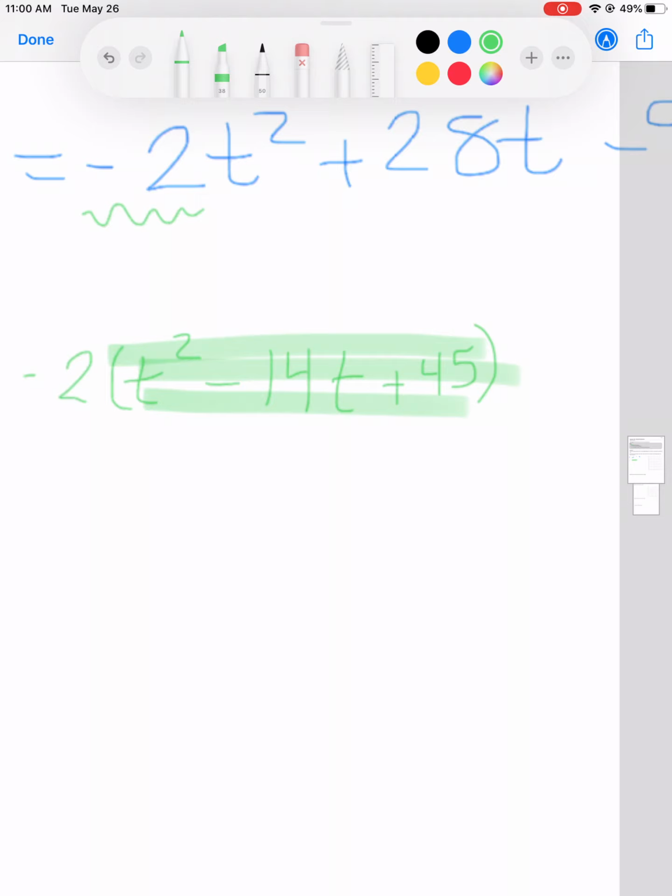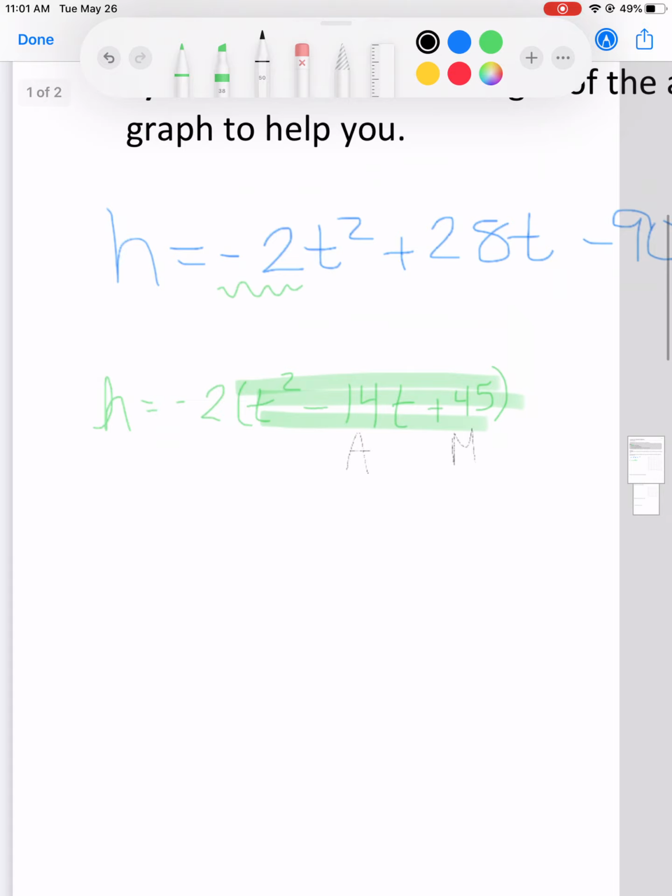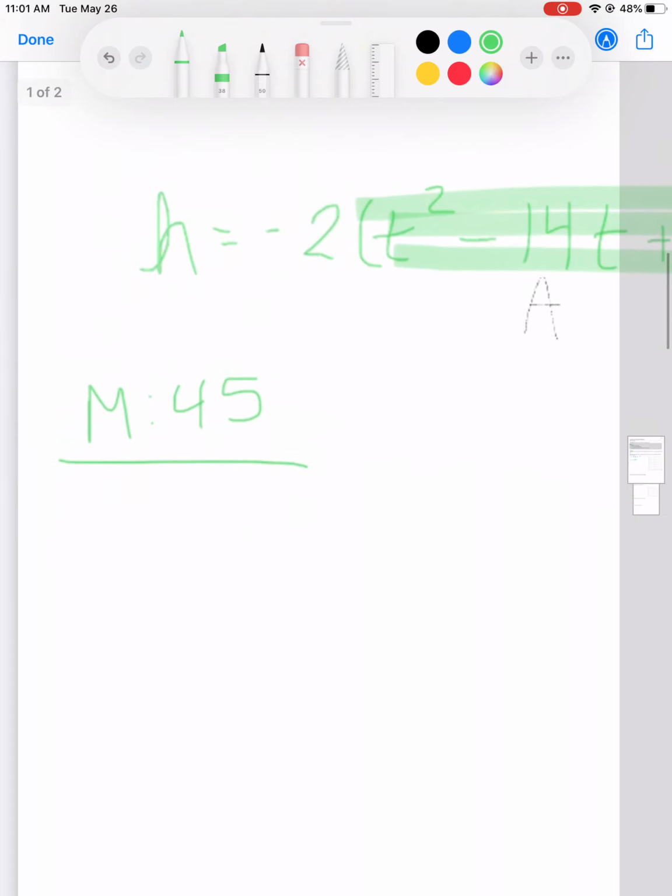So I need two numbers that add to this and multiply to this. So this is where I say get your factor sheet out. Okay, so two numbers that multiply to 45. Remember, it's positive 45. So what does that mean? So if you use your chart, you're also going to find out that both numbers need to be negative because my B, or negative 14, is negative. Okay? So what are my factors for 45?